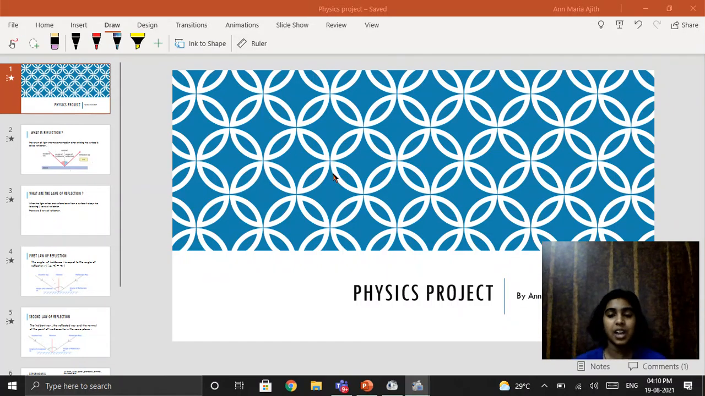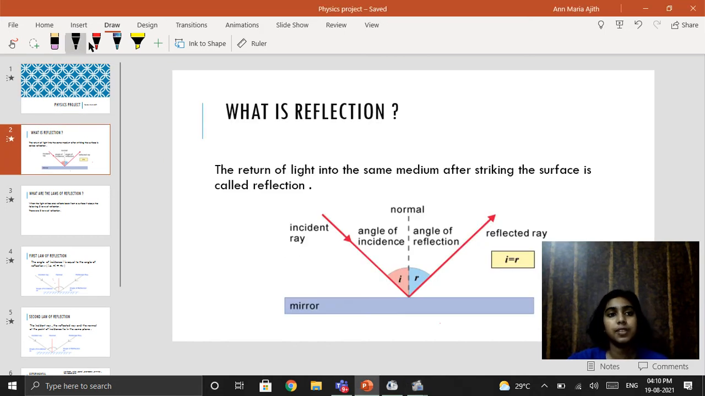Hi, I'm Anne-Maria Ajith and today I'll be doing my physics project on the topic laws of reflection and experimental verification for the laws of reflection. So let's start with what is reflection. The return of light into the same medium after striking the surface is called reflection.